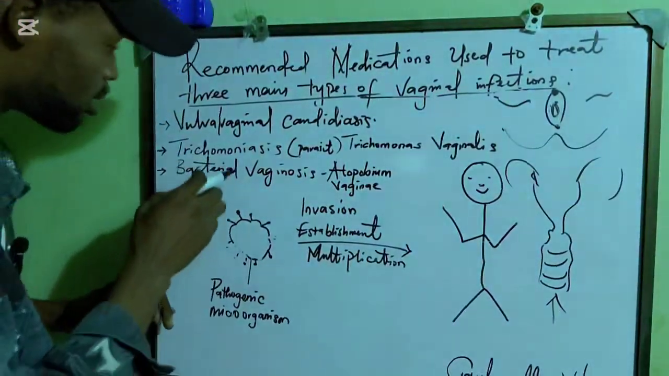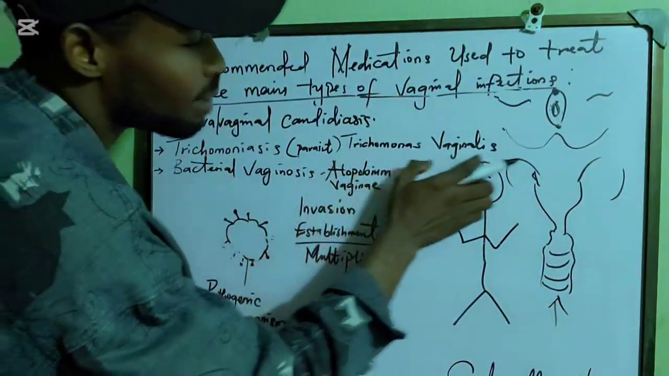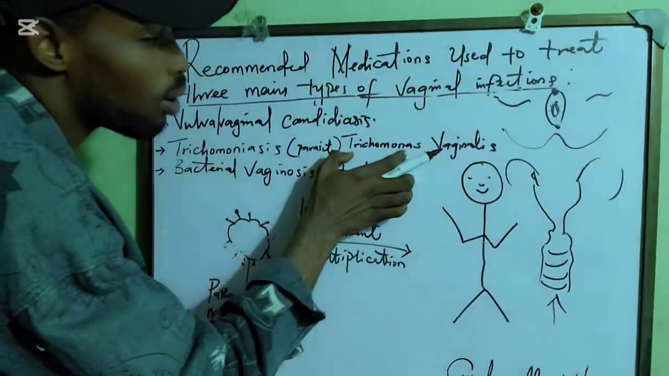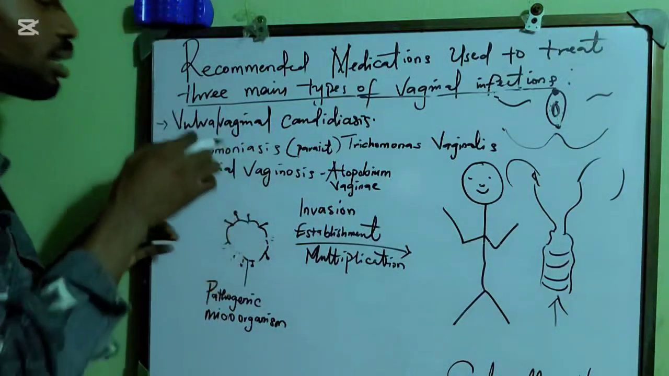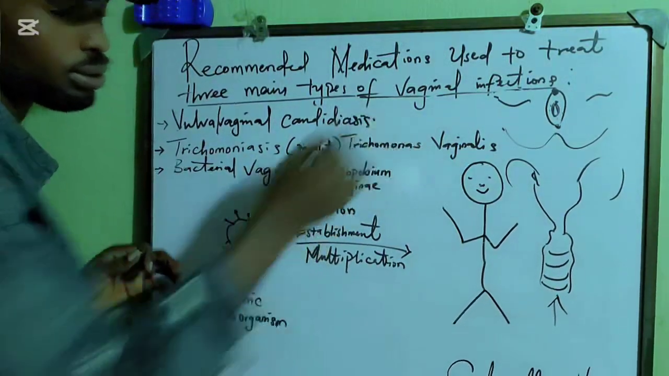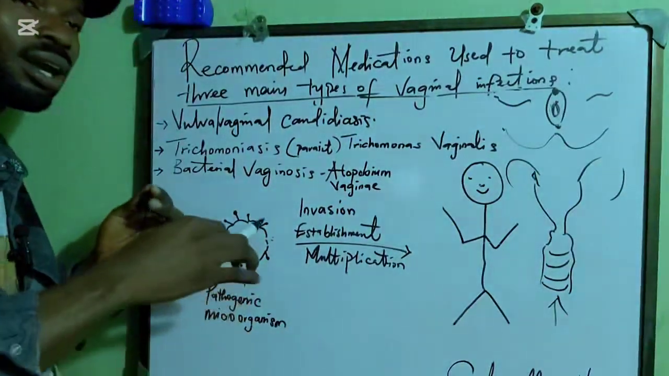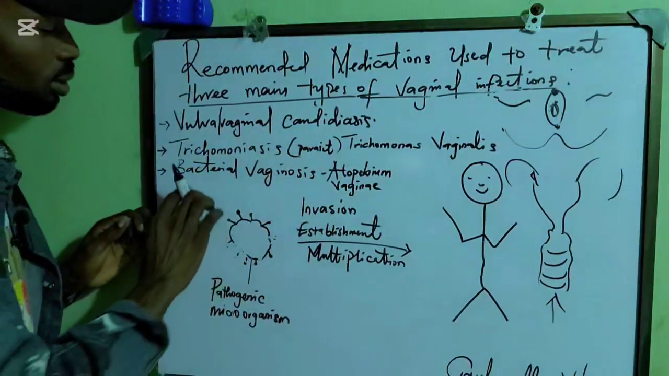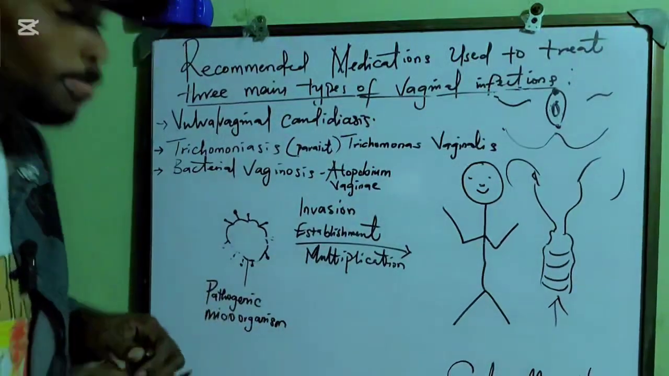Now let's move to the second one, trichomoniasis. It is caused by Trichomonas vaginalis. This one also causes itching, but the itching is not as severe as the first one. And there is always a discharge. This one comes with a bad odor. It comes with itching, and it equally comes with discharge. Sometimes you see whitish discharge, sometimes you see gray discharge.